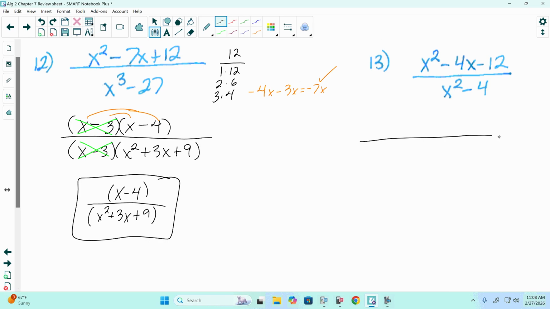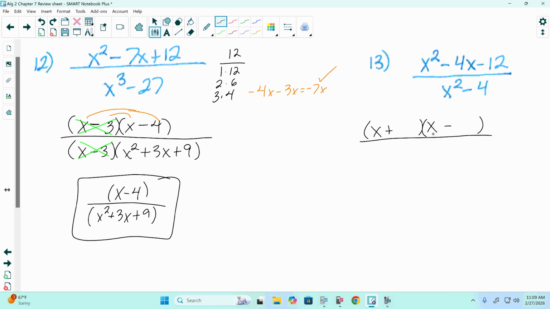X squared minus 4x minus 12 over x squared minus 4. As tempting as it is, we cannot cross out the x squared and x squared. Addition, subtraction. Which one do we want to factor first? The top or bottom? The top. First thing, again, I would look for is greatest common factor between x squared, 4x, and 12. Always look for greatest common factor first. There's not a greatest common factor between these 3 terms, so we'll look at the signs. Since the third term is negative, the signs are opposite. Plus and minus. Factors of x squared are x and x.